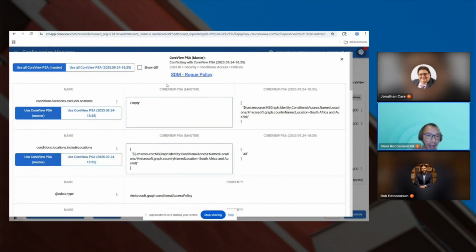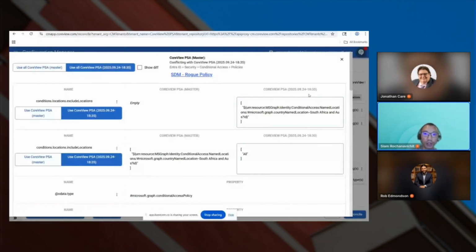When I hit view, I see a side-by-side comparison of what the configuration is currently, what the settings and values are currently within that master state, as it gets compared to what those values were in that backup state. If I wanted to revert back to that last known good state back on September 24th, cool, I can just use the use all Core VPSA button there to revert back to all the settings and values from that backup time period. We also allow you to be granular about what you want to restore.